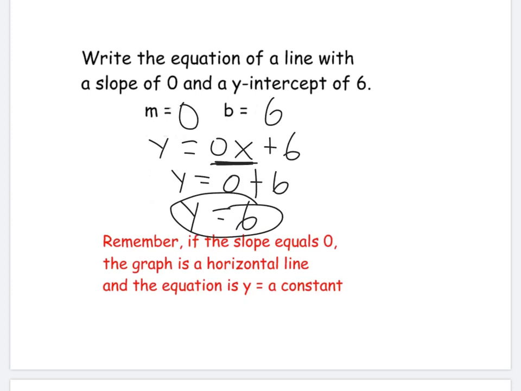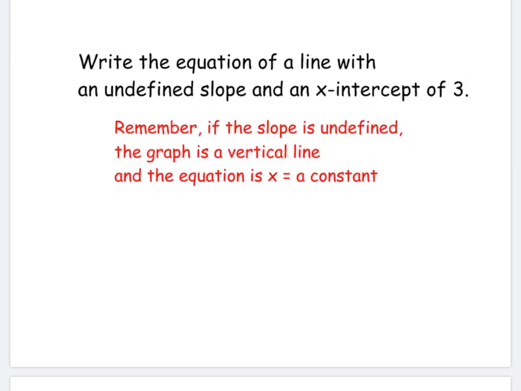When you have a slope of 0, remember that's a horizontal line, and your horizontal equations are y equals a constant number, in this case 6. You could have an equation where you have to write for an undefined slope and you're given the x-intercept. So this one says write the equation of a line with the undefined slope and an x-intercept of 3. Remember, when you have a slope that's undefined, that's a vertical line, and vertical lines, the equation is always x equals a constant. So in this case, our x-intercept is 3, so x is going to be equal to 3 as our final equation.